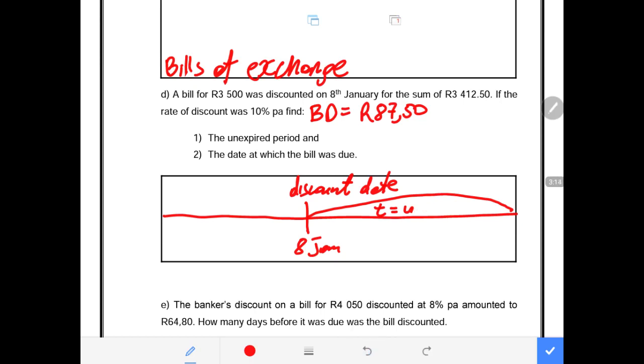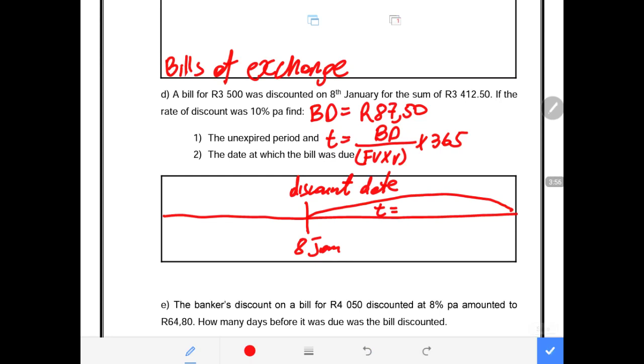And we know that T has a formula. We can use the formula that says T is equal to banker's discount divided by face value times the rate, and we multiply this by 365. This will tell us how many days the bill was discounted before it was due, meaning the days from the discount date up until the due date of the bill, in terms of the unexpired period.